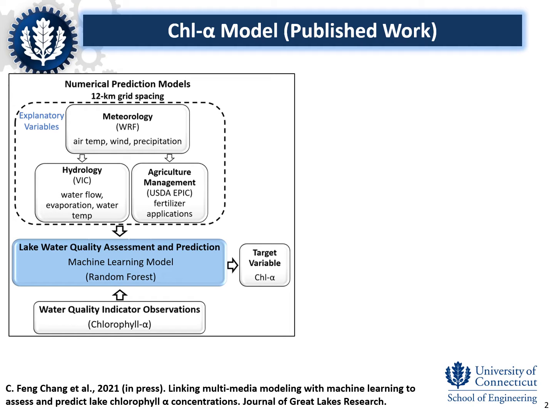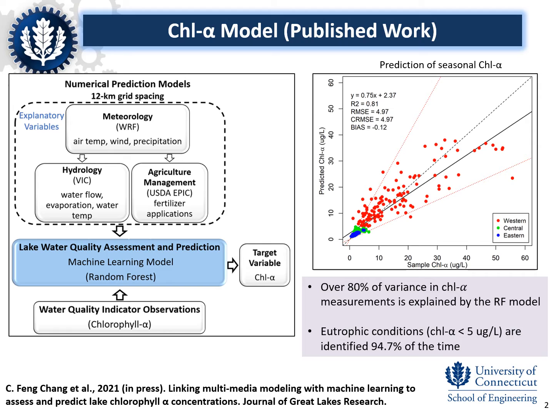Our work has since then been accepted and is currently in press with the Journal of Great Lakes Research. In this presentation, we are moving on to the second phase of the project, which is to use the chlorophyll-A model to explore the model's management value. I will only briefly go over the findings of the chlorophyll-A model, but you can read more details about it in our paper from Chan et al.